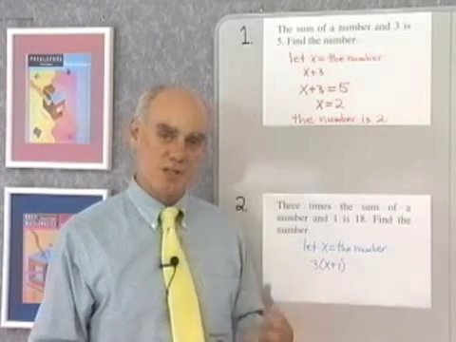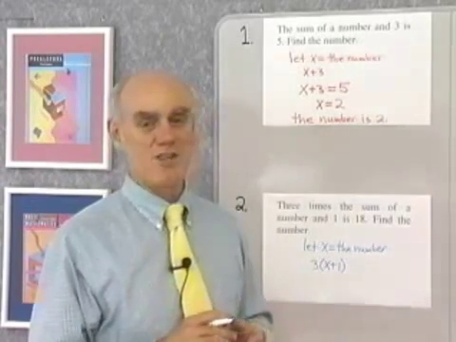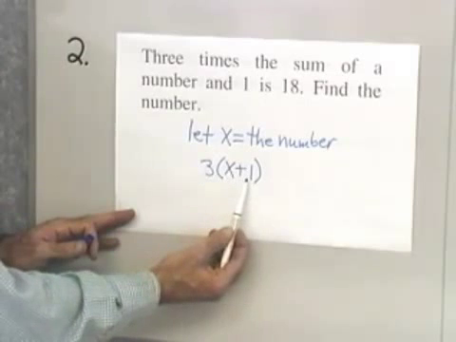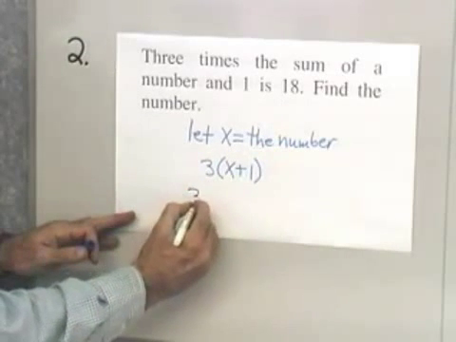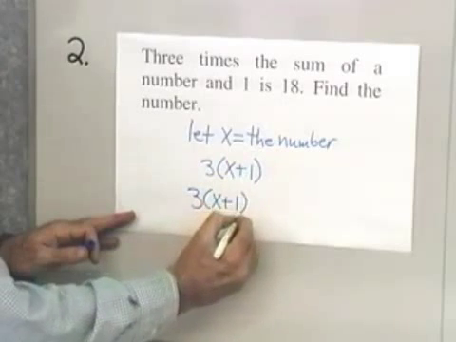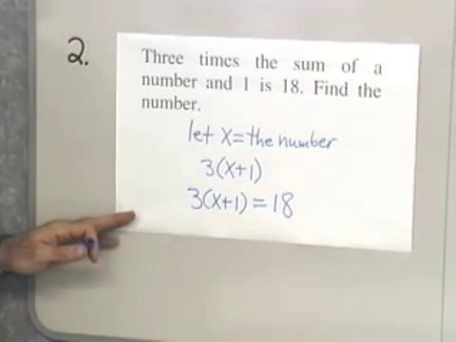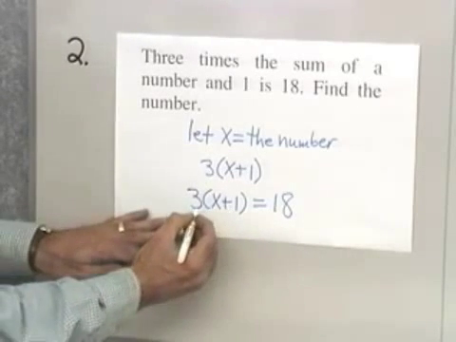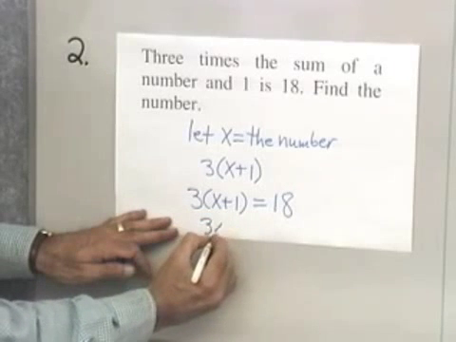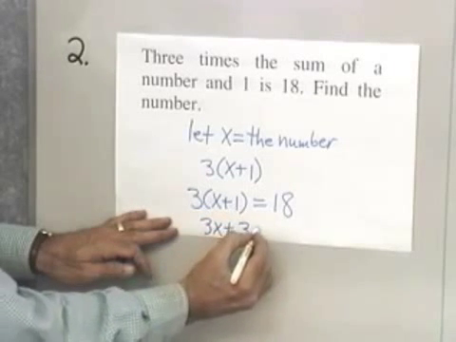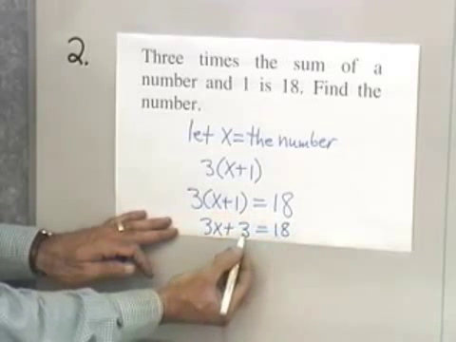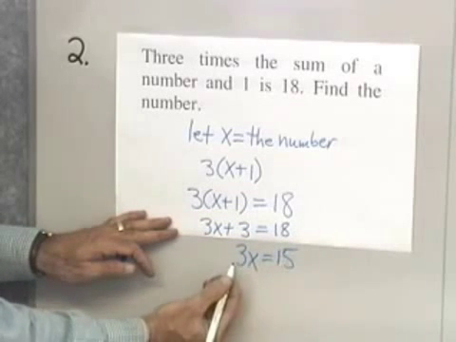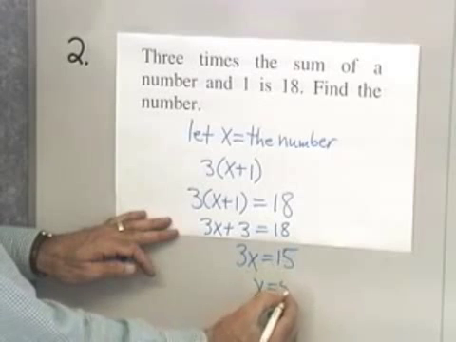Now the next thing I want to do is step 3, which is write the equation that describes the situation. So that 3 times the sum of a number and 1 turns out to be 18. So here's my equation: 3 times (x plus 1) is equal to 18. So that's step 3, where I have the equation that describes the situation. So I want to solve the equation now. I'll multiply 3 times x and get 3x, 3 times 1 and get 3. That comes out to be 18. Add negative 3 to both sides. I have 3x is equal to 15. Multiply both sides by 1/3, and I get x is equal to 5.